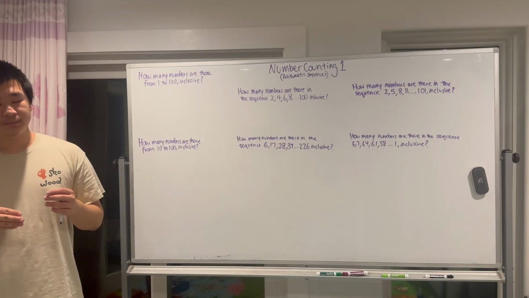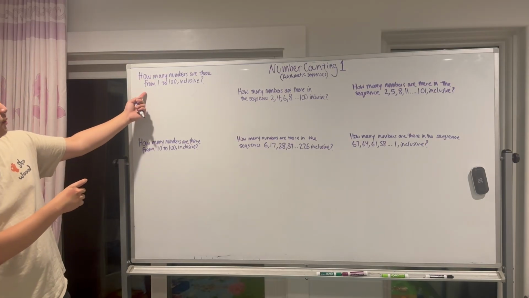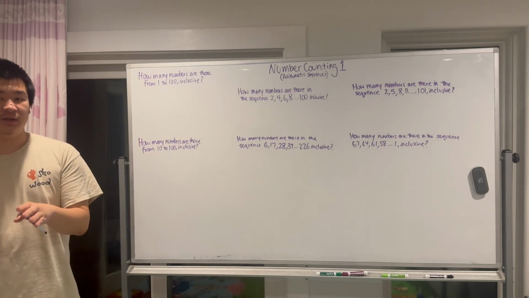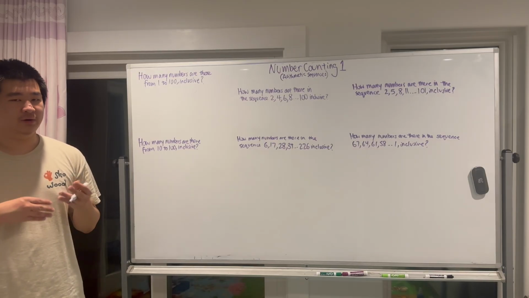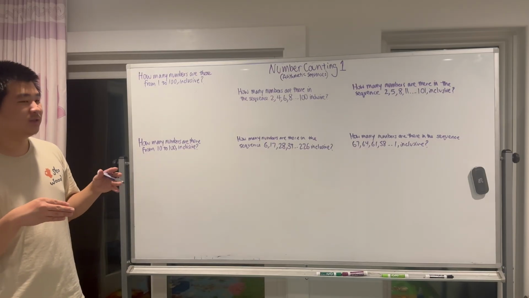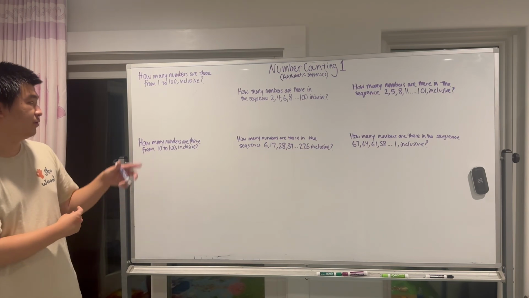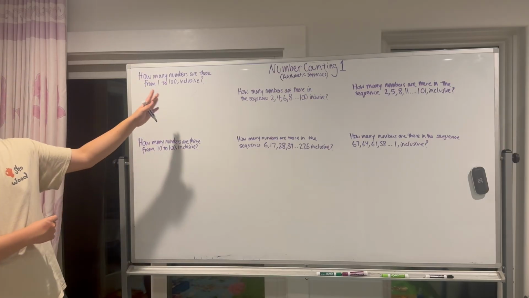Number counting. By number counting, I mean these kinds of problems. For example, how many numbers are there from 1 to 100 inclusive? Where inclusive just means we're counting both 1 and 100. Sometimes if you hear the word exclusive, you'll just know that means not counting 1 and 100. But usually what you're going to hear is inclusive, so we're going to count 1 and 100 by default. So how many numbers are there from 1 to 100?